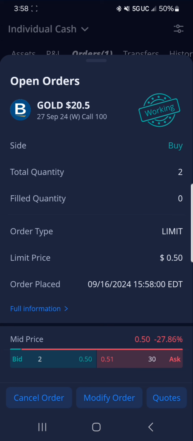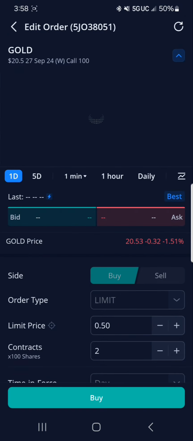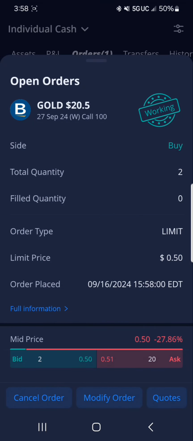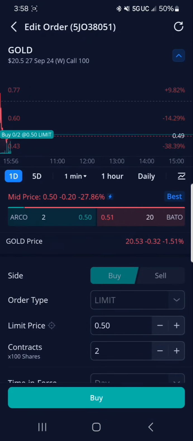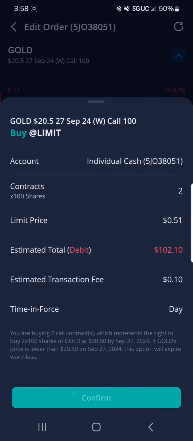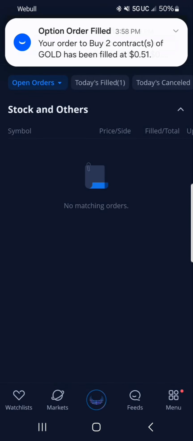I only have 2 minutes here before the market closes, so I'll give it a few more seconds. If I don't get filled, I'll probably just offer 51 for each contract, because I don't really care about paying $2 more for the 2 contracts, and I don't want to miss out on getting in, like I did on a trade last week. I'm just going to click modify order, come down here and make it 51 for both. Let's just see if I can get in at 51.